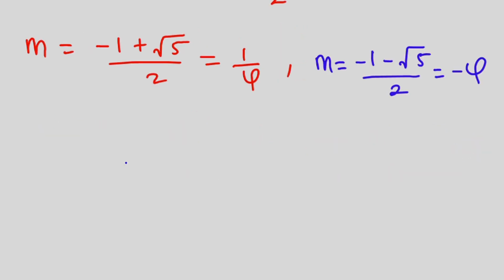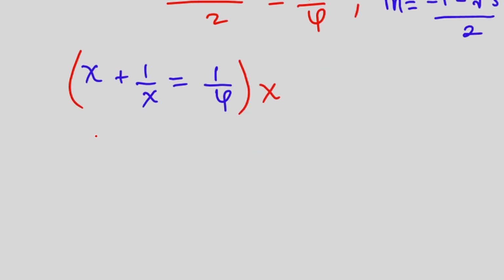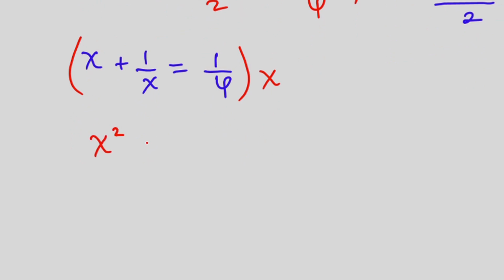Then remember we let m equal to x plus 1 over x. So when m is equal to this, we're going to have 1 over the golden ratio. How do we solve this? The easiest way to solve this problem is to multiply each term by x. And if we do that, we're going to end up getting x squared, then minus 1 over the golden ratio x, then plus 1. I just simplified everything altogether.